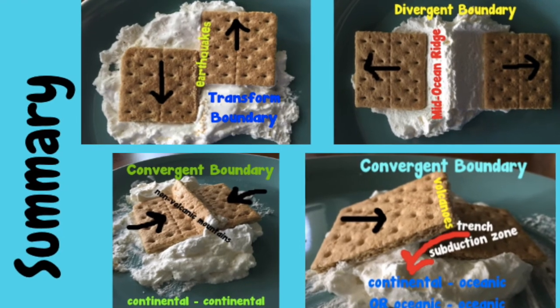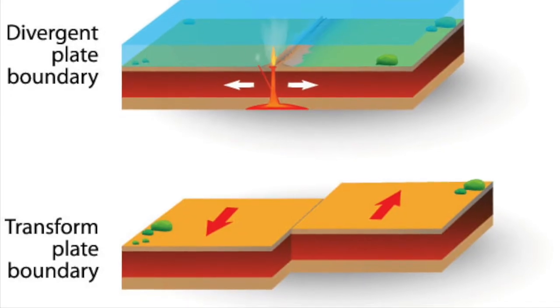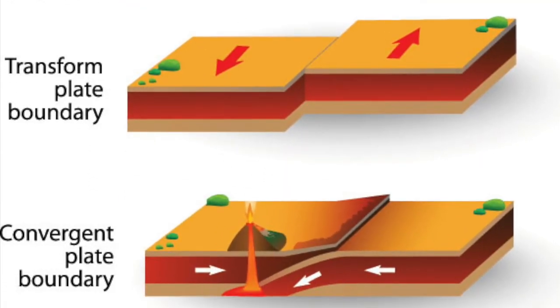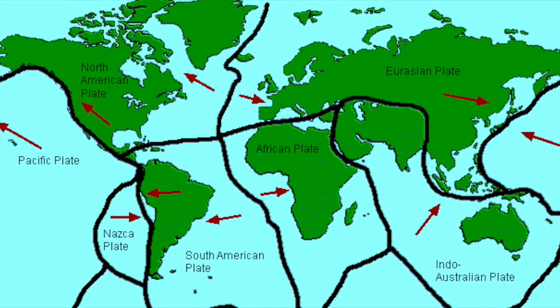Hopefully after watching this video you have a better understanding of the three types of plate boundaries, the features that are found at each, and some examples of plate movement around the world. Please let me know if you have any questions, and best of luck in your continued studies in plate tectonics.